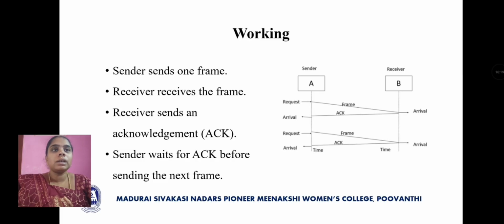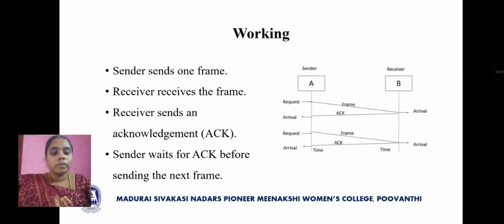Then only the sender will share the data, which will be displayed point by point. First one is: sender sends one frame. The sender first transmits a single data frame to the receiver, and then the receiver accepts and processes the received frames successfully. We may consider the example like a computer sends only one block of data to a server, and then a server receives uploaded data from a client computer.